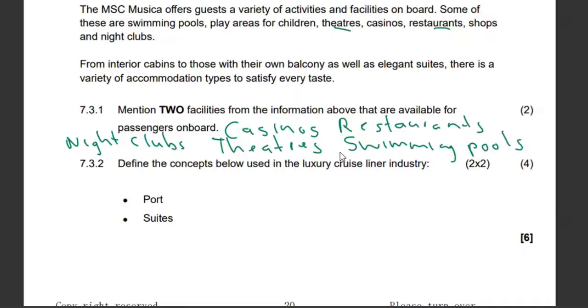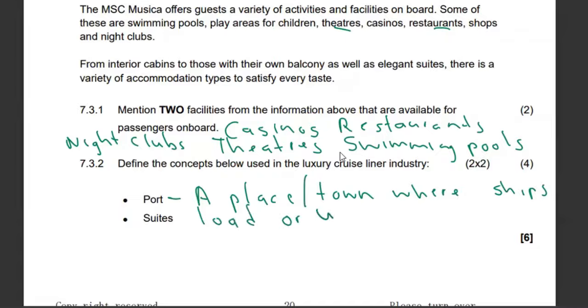All right, define the concepts below used in the cruise liner industry. A port. So a port, basically, is a place, a town, where ships load or unload passengers. It is a place where ships load or unload passengers. That is a port. You can also say it's a place along the coast where ships can take refuge in the event of bad weather as well.